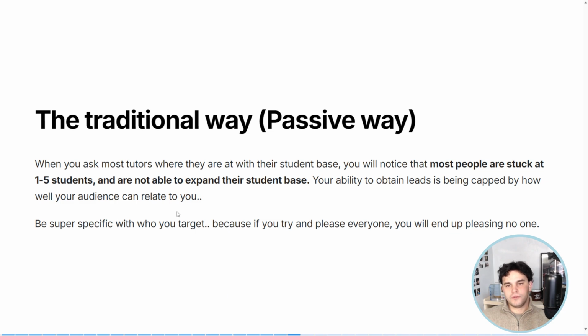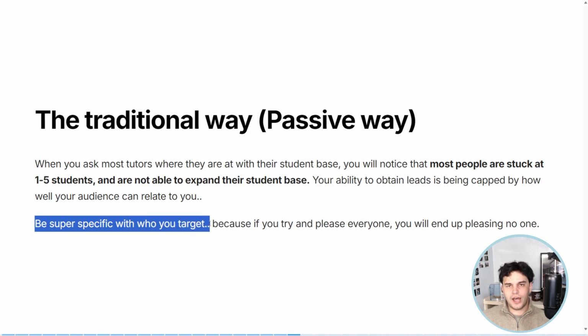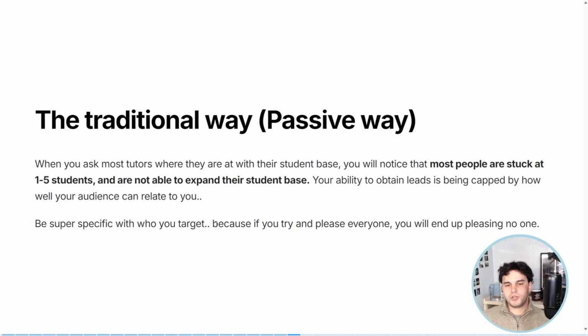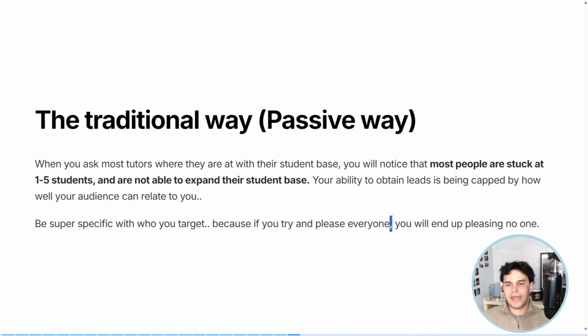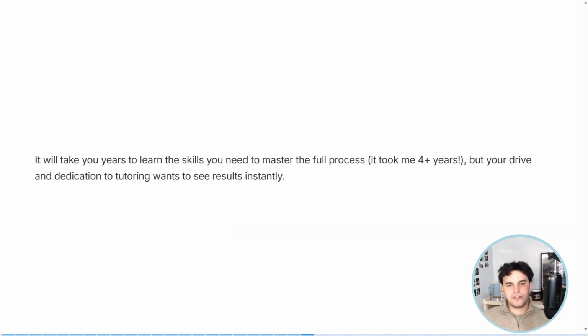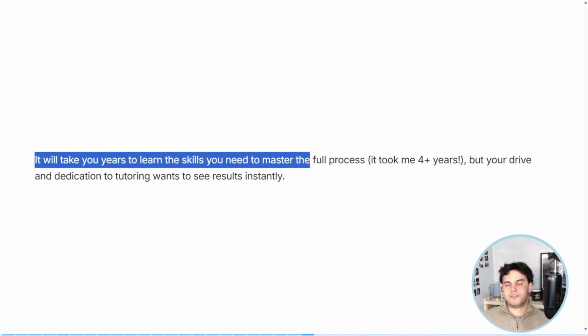So what you need to do in order to gain this trust, and it's legitimate trust, it's not a fake trust, is be super specific with who you target and be super genuine about it. Because if you try and please everyone, if you try and please too many people, you will end up pleasing no one. It will take you years to learn the skills that you need to master this full process though.